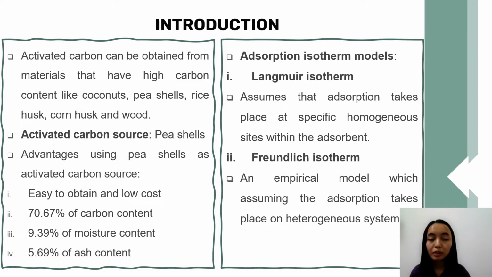Typically, the activated carbon can be obtained from materials that have high carbon content like coconuts, pea shell, rice husk, corn husk, and woods. And in our experiment, we have decided to use pea shell as the source for our activated carbon preparation. And the advantages of using pea shell as the activated carbon source is it is an easy to obtain and low cost material.